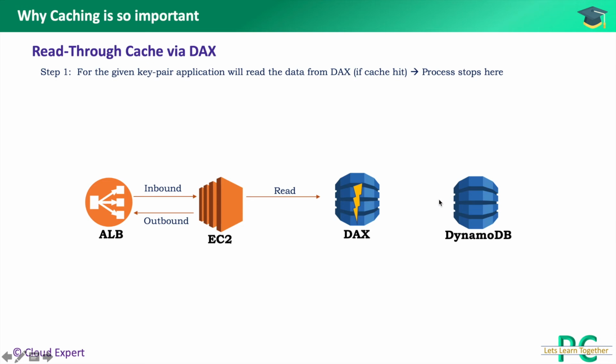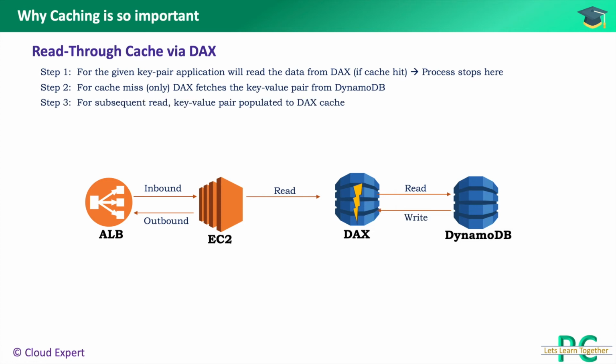But if there is a cache miss, in that case, DAX will send the request to the DynamoDB table, and DAX will fetch the key value pair from DynamoDB. Then for subsequent reads, the key value pair will be populated to the DAX cache, and the key value pair will be returned back to the application. So you can see, if it's a cache hit, it's 1 step. If it's a cache miss, this will be 4 steps. So for a cache miss, there is no advantage, but if there is a cache hit, we are getting significant advantage.